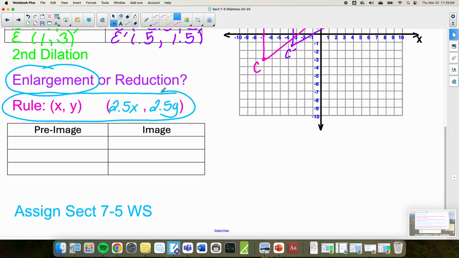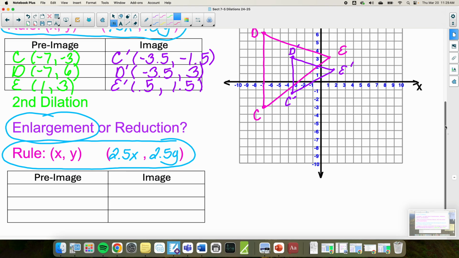Now, what do you guys think? Do you think I'd bring my pre-image down or this image down? Actually, you bring the image down. So it's like you have your pre-image, you do a dilation to that, and then you do a second dilation to your new figure, not the pre-image. Okay, so it goes in steps. So here's what happens. You're always gonna bring the points from your image down here to your pre-image.